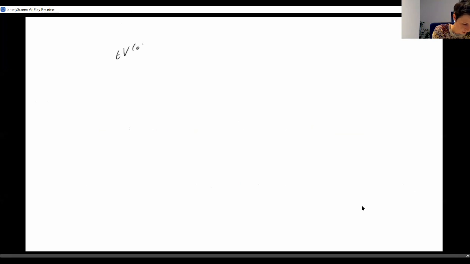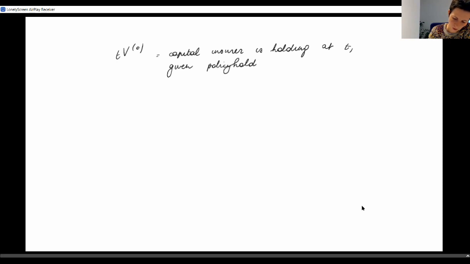TV0, which is the cash, if you want. So it's the amount of capital that the insurer is holding at time T, given that the policyholder is in state zero. That's how we should see it. It's an amount of capital, a balancing item that we need to hold at time T if our policyholder is in state zero.